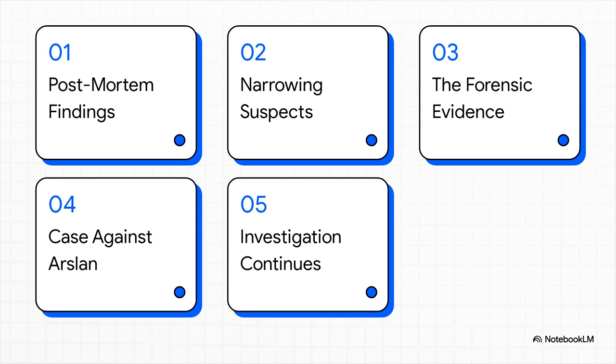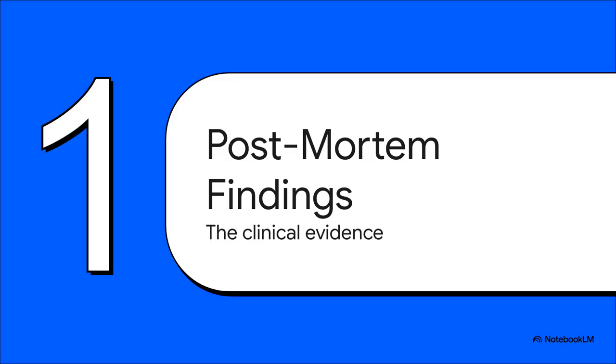1. The postmortem findings. 2. Narrowing the suspect list. 3. The forensic evidence. 4. The case against Arslan. And 5. The investigation continues. Section 1. The postmortem findings.